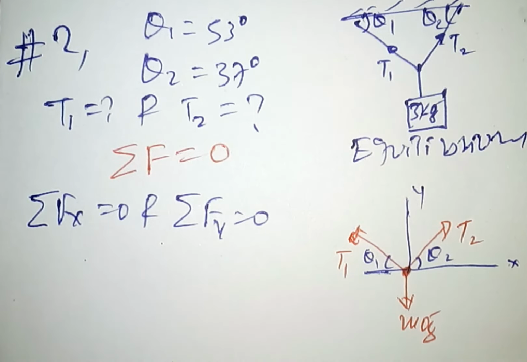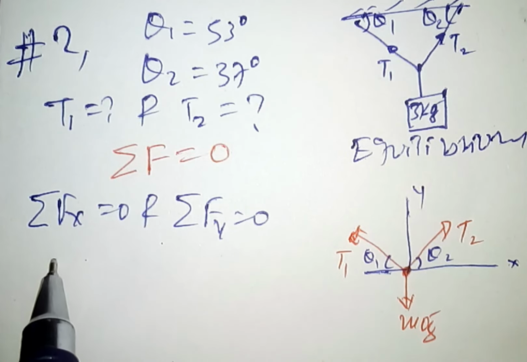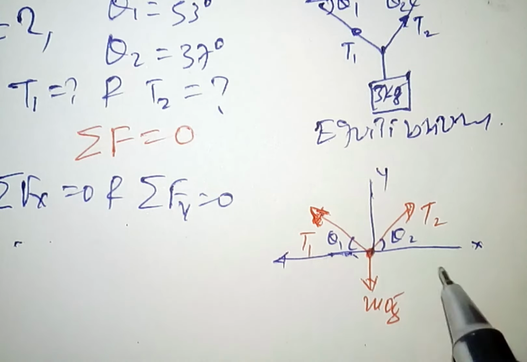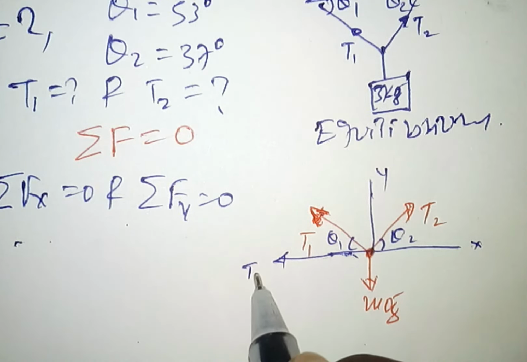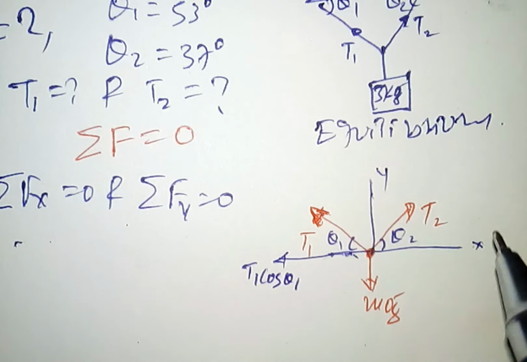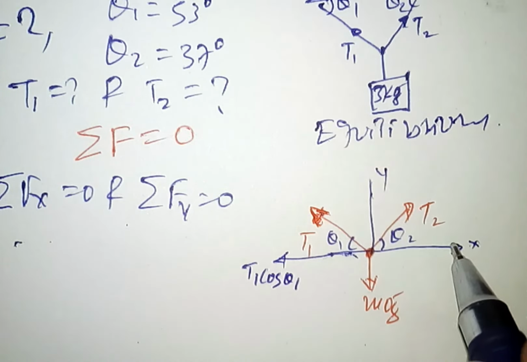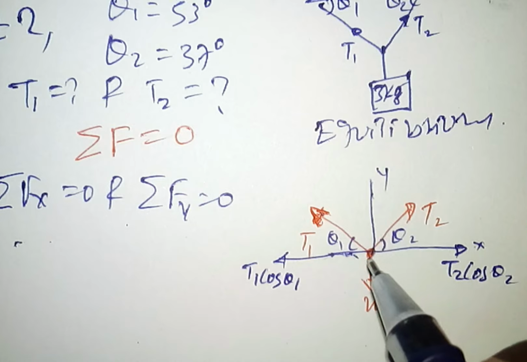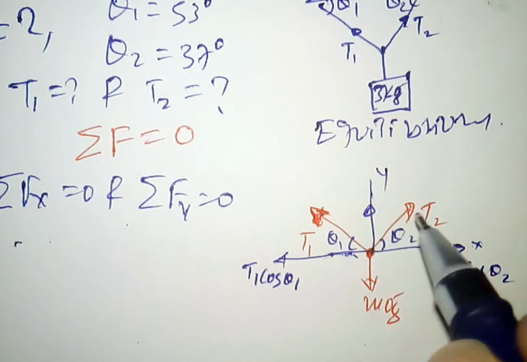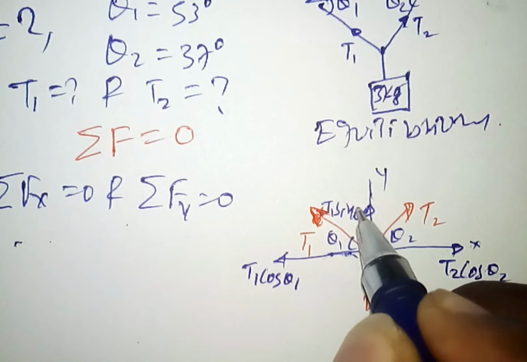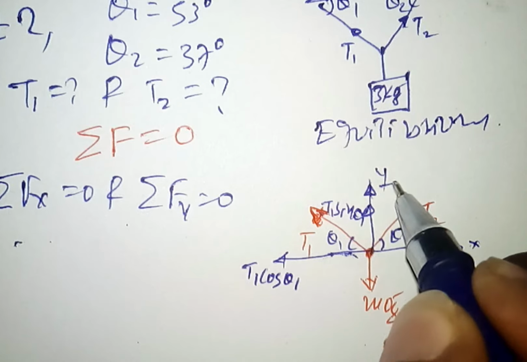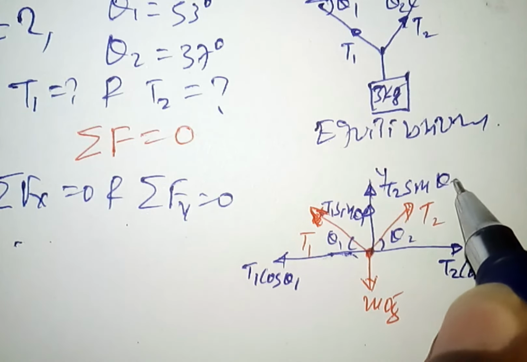Before doing this, we can resolve T1 and T2 into x and y components. If we resolve T1, the component of T1 acting along the x-axis is T1 times cos of theta 1, and the component of T2 acting along the x-axis is T2 times cos of theta 2 along this direction. The component of T1 acting along the y-axis is T1 sine of theta 1, and the component of T2 acting along the y-axis is T2 times sine of theta 2.